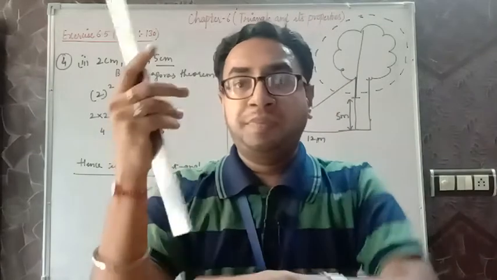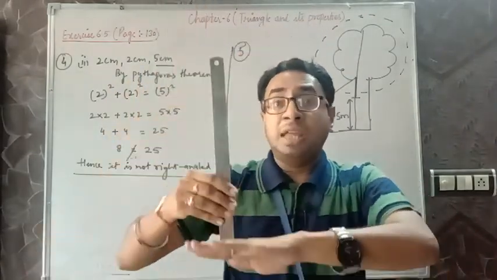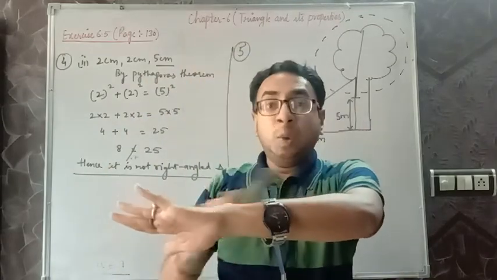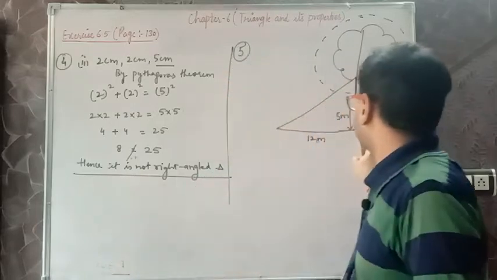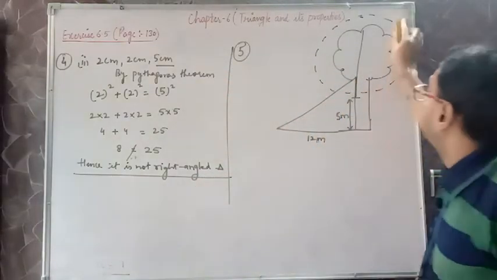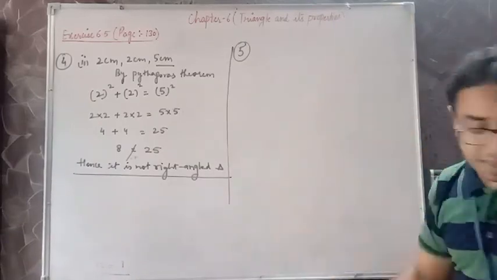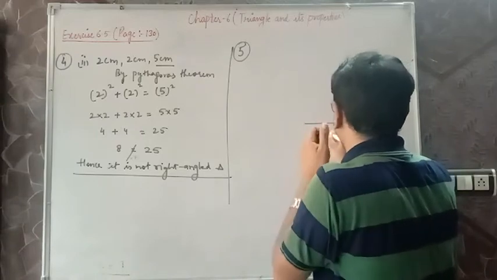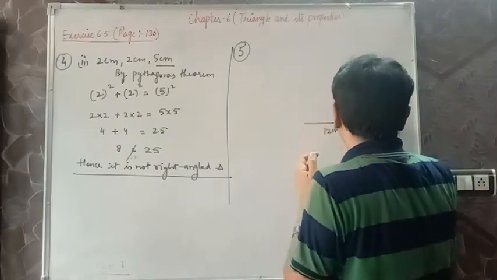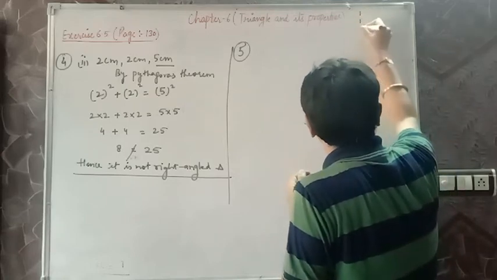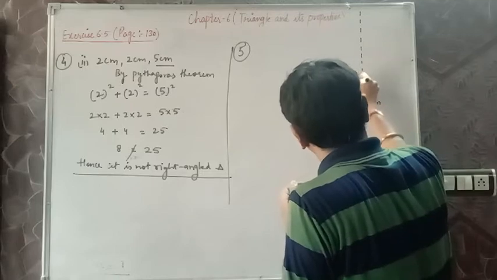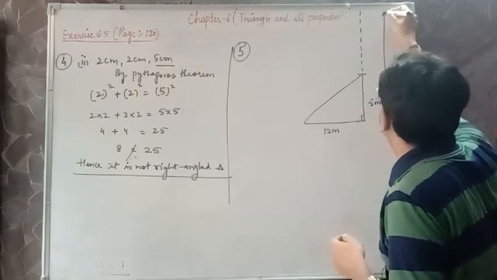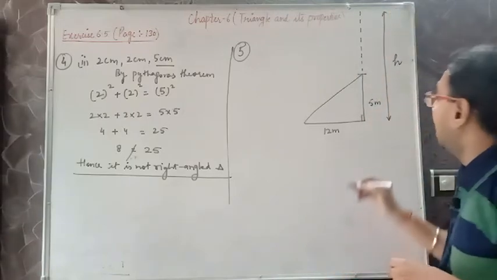Again, understand. If this is the tree, this is the height of the tree. The upper part of it got broken and tilted like this with the ground, making 12 meters distance from the base. So the figure would look like this: this is 12 meter, this is 5 meter till here. The upper part, the broken part, will come down like this. Yes or no? So this is the complete height of the tree, H. And this is 5 meter.